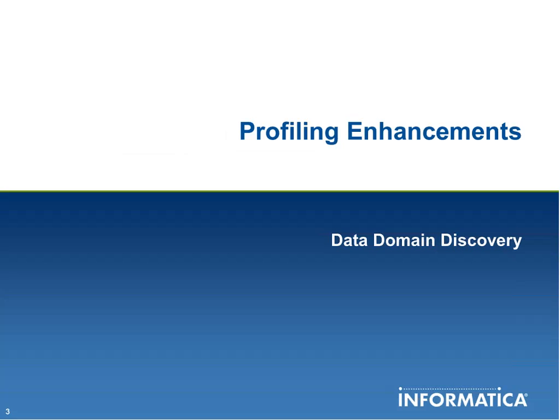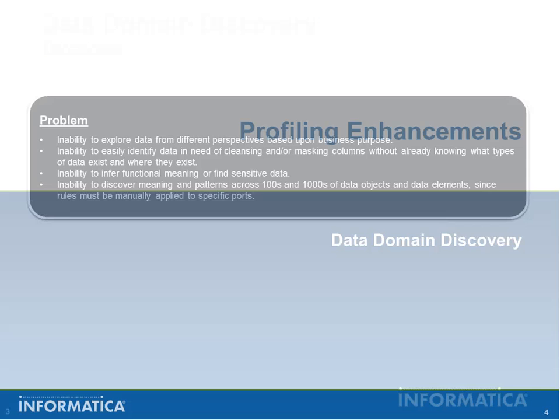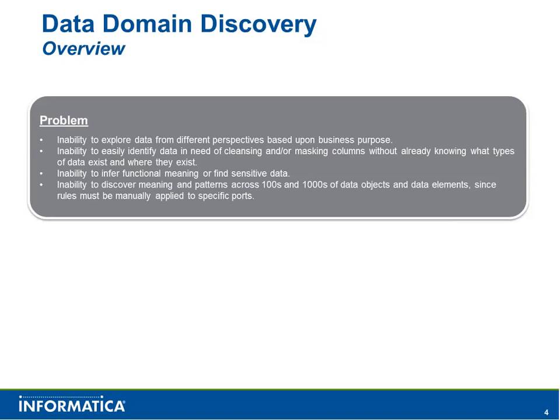First we're going to look at some profiling enhancements and data domain discovery. In 9.1 we could do a lot of good things with profiling, but there were still some gaps. We still had an inability to explore data from different perspectives based on a business purpose. And there was an inability to easily identify data in need of cleansing or masking columns without already knowing what types of data existed and where they existed.